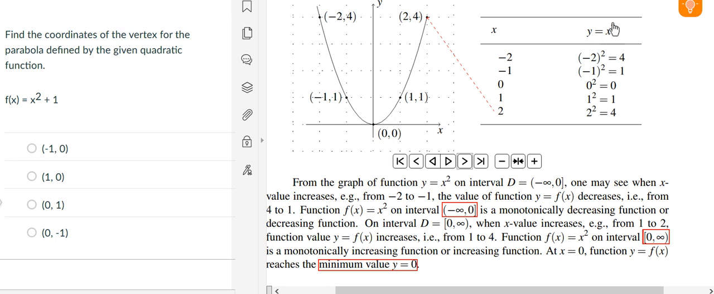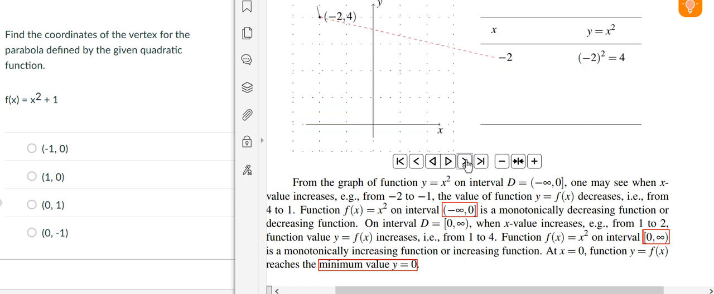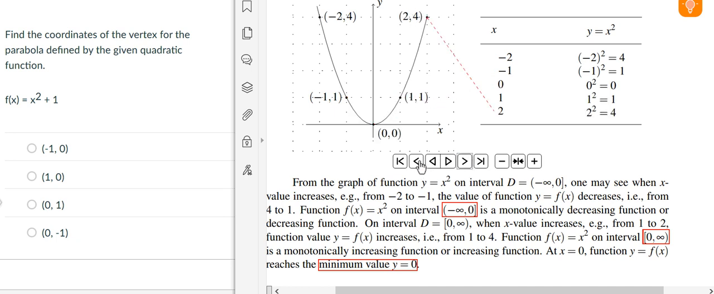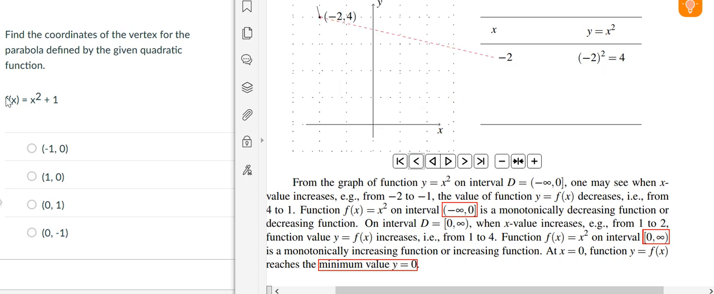We know previously we have studied y equals x squared. And again, this is the picture. You can play this thousands of times just by doing this, frame by frame. Okay. Now the thing is that we have a plus 1 here.